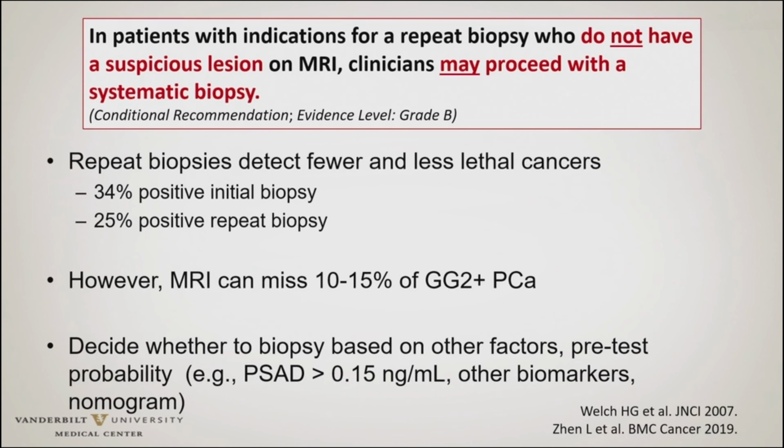And so we felt more comfortable allowing for the omission of these systematic cores, again, with the caveat that MRI is not perfect and can miss up to 10 to 15% of grade group 2 or higher prostate cancer. So ultimately, you have to decide on whether to do a repeat biopsy or the systematic cores in the setting of a negative MRI based on other factors like PSA density, other biomarkers, or nomogram.